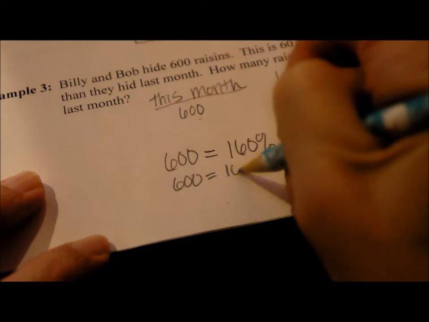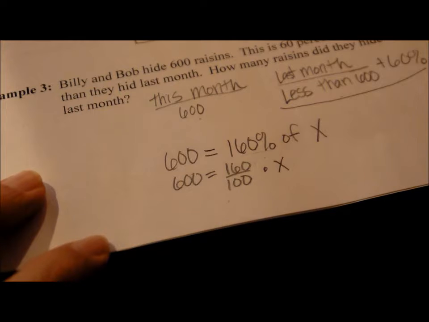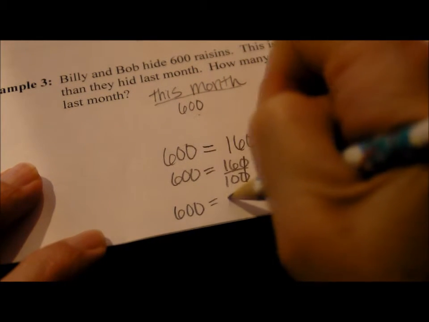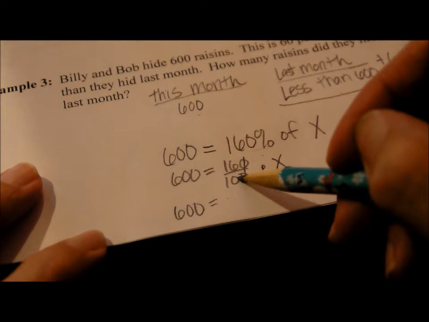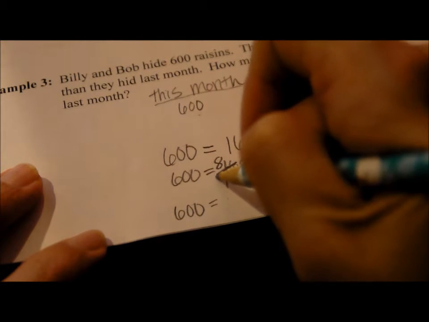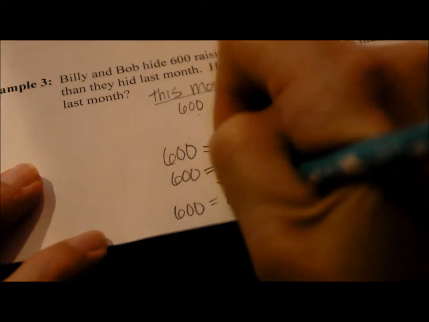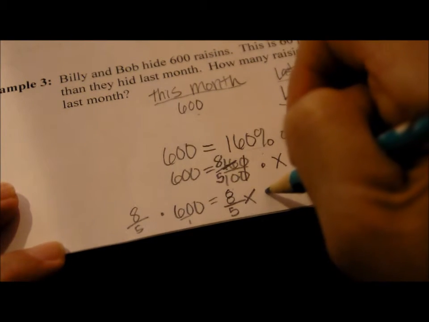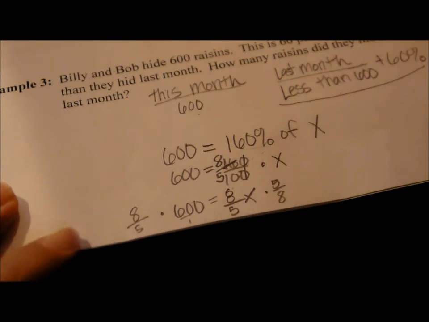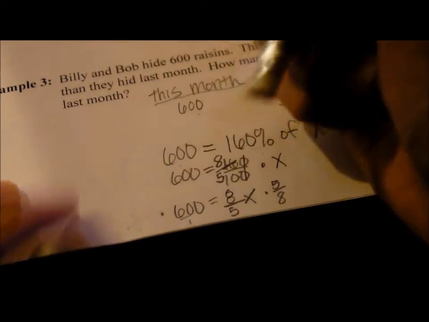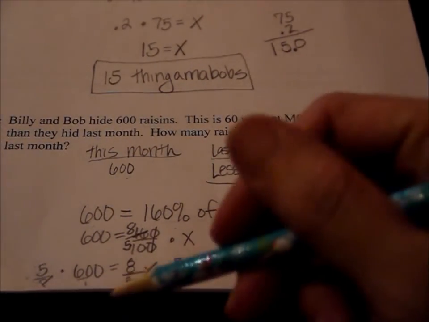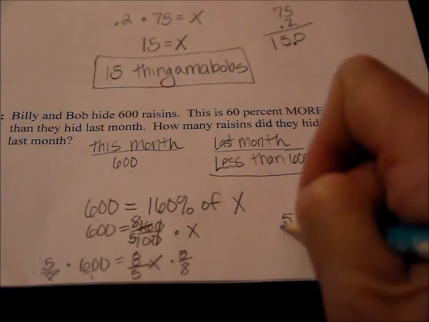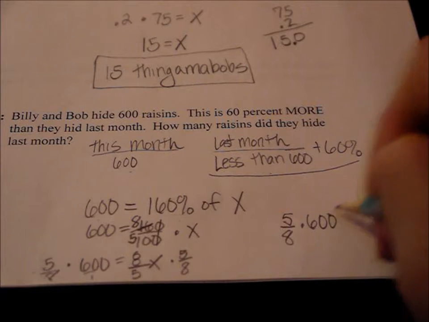Okay, so now how do we solve this? Well, we could do fractions again. 600 equals 160 over 100 times x. I see that I can cross out two zeros right away. So what we have is 600 equals 16 over 10, which is the same as 8 fifths, times x. So we have 600 equals 8 fifths times x. Then we multiply both sides by the reciprocal, 5 eighths. I think I'm so concerned about falling off the paper here that I'm not thinking straight. So now I'm going to take it over here just so we can see it better. We've got 5 eighths times 600 equals x.